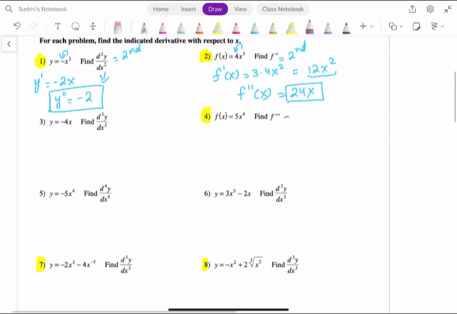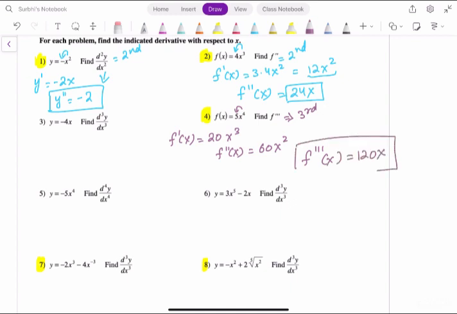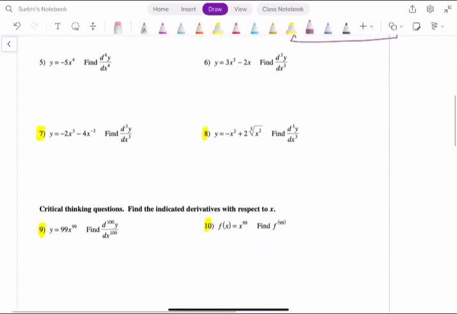Number 4. Now we have 3 lines, that means third derivative. So the first derivative will be 20x to the power of 3. And then the second derivative of 20x cubed will be 60x squared. That is my second derivative. Let's follow the same pattern. So the third derivative will be 120 times x. So this is the hierarchy.